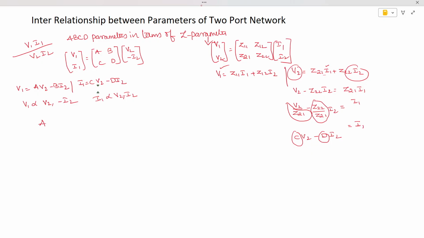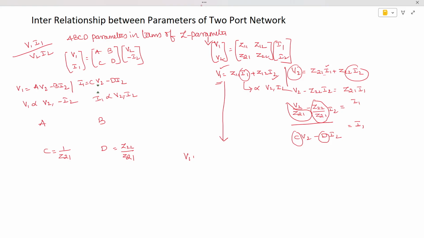Therefore, we have to find A, B, C, D. The C value is 1 by Z21, whereas the D value is Z22 divided by Z21. So successfully I1 is in terms of V2 and I2. In the other equation also we require V1 in terms of V2 and I2. I2 is already there, but this I1 we have to express in terms of V2 and I2. So we use this equation here and do the calculation.